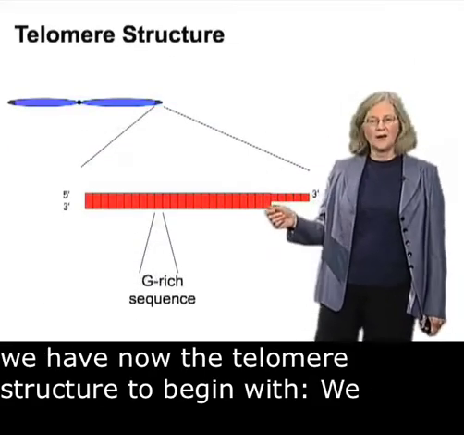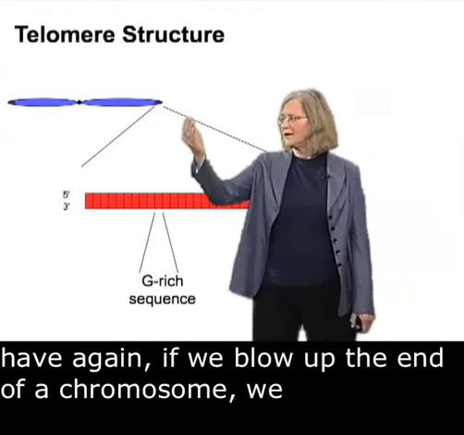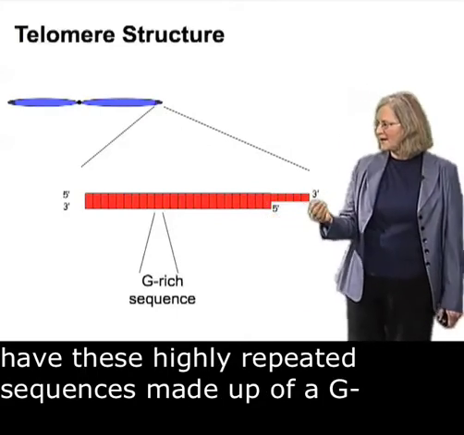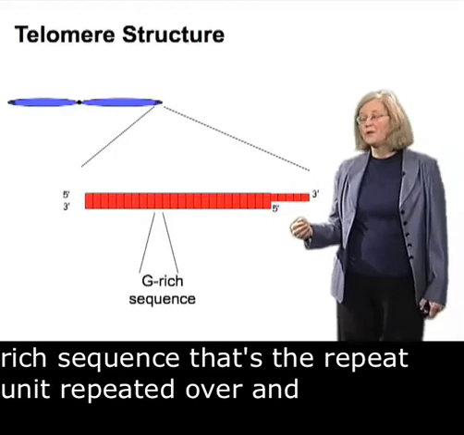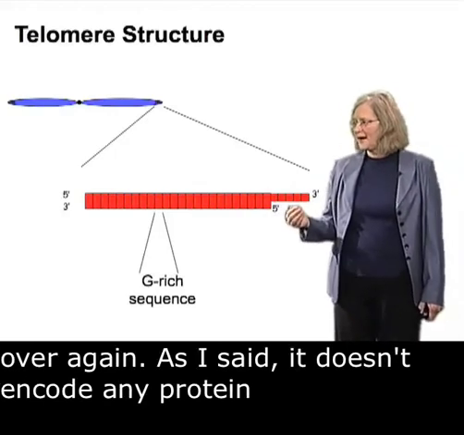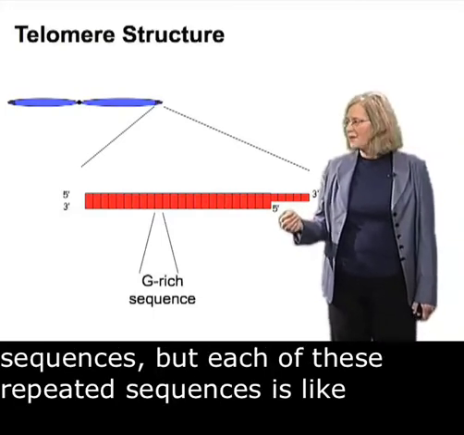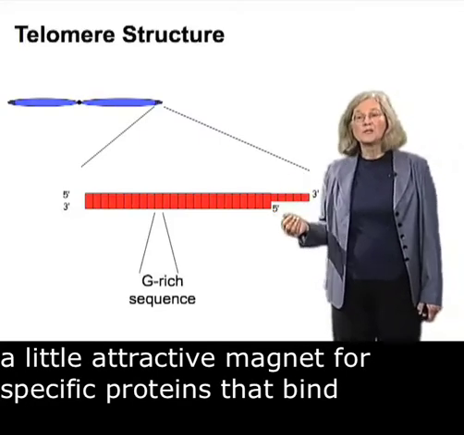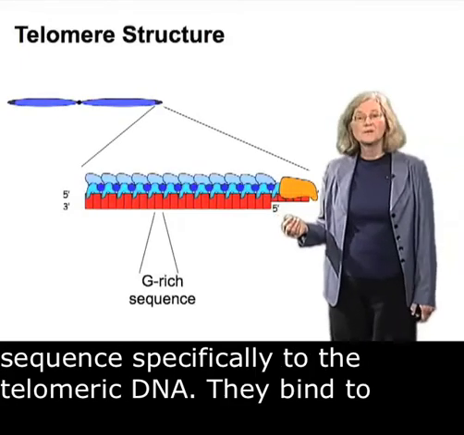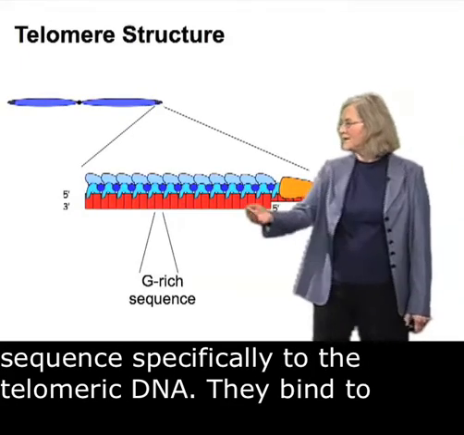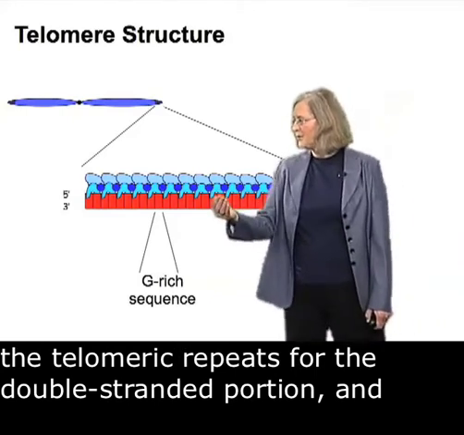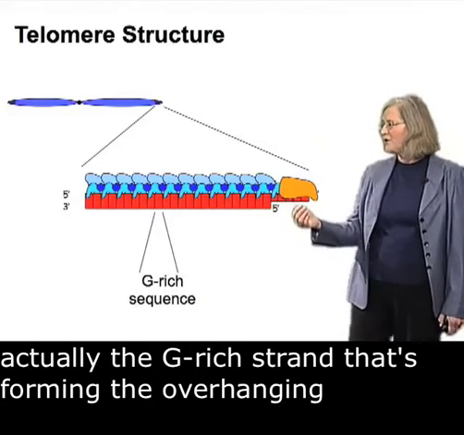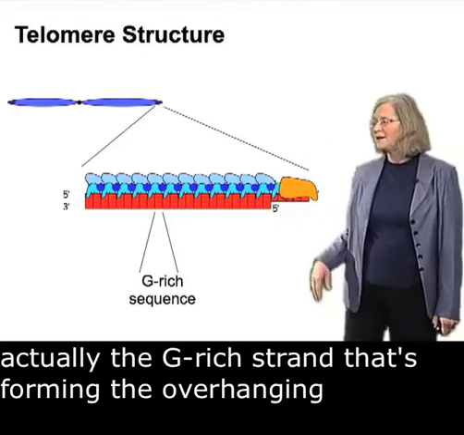So, we have now, for telomere structure to begin with, we have, again, if we blew up the end of a chromosome, we have these highly repeated sequences made up of a G-rich sequence that's the repeat unit repeated over and over again. As I said, it doesn't encode any protein sequences, but each of these repeated sequences is like a little attractive magnet for specific proteins that bind sequence specifically to the telomeric DNA. They bind to the telomeric repeats for the double-stranded portion, and some of them bind the single-stranded portion. And it's actually the G-rich strand that's overhanging the single-stranded, forming the overhanging end here.